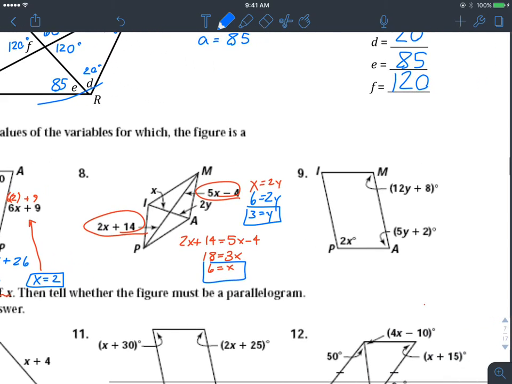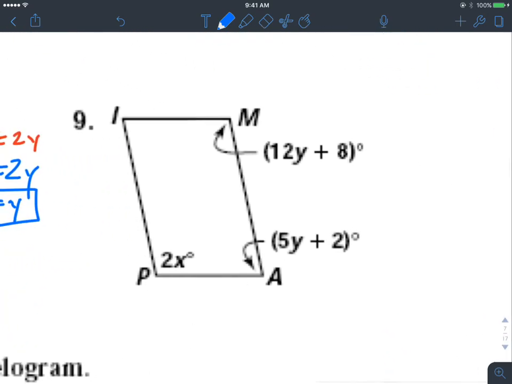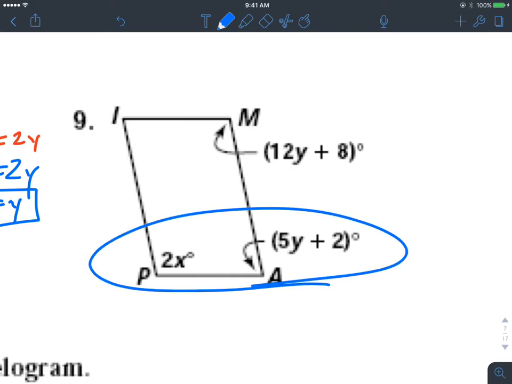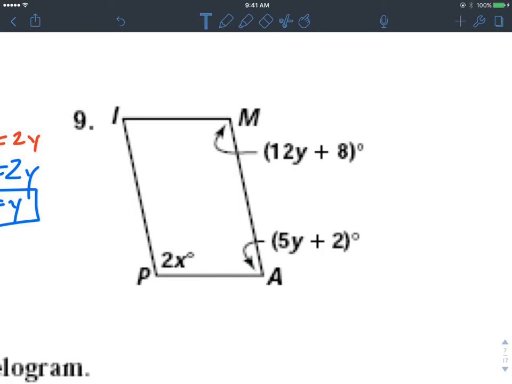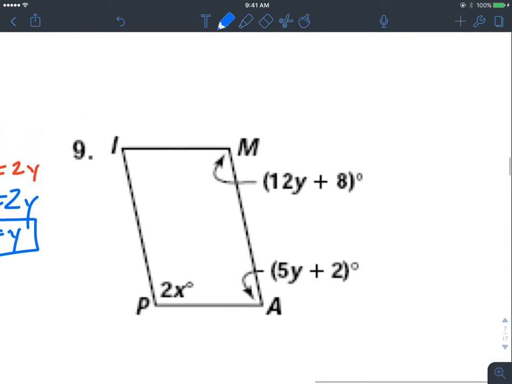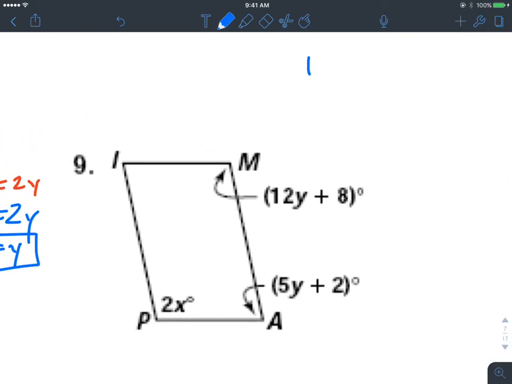So not too bad on these. Most of these are intuitive. The only thing I can see you guys messing up on number 9 is accidentally setting the two angles that are side by side equal to each other. We've got to remember the side-by-side angles are those consecutive interior angles. We need to know that those are supplementary. So I'm going to write 12y plus 8 and then plus 5y plus 2 equals 180. They are not congruent, they should be supplementary.